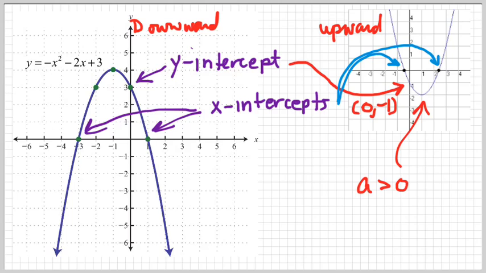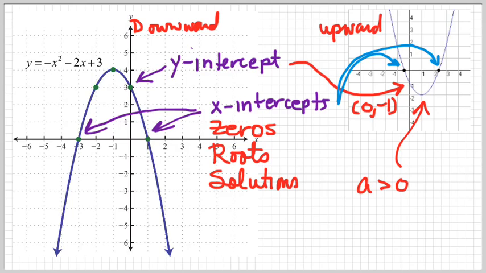The x-intercepts have several names. Besides x-intercepts, they're also called the zeros of the function. They're called the roots of the function. And they're also called the solutions of the related quadratic equation. So you'll hear those words used interchangeably throughout.